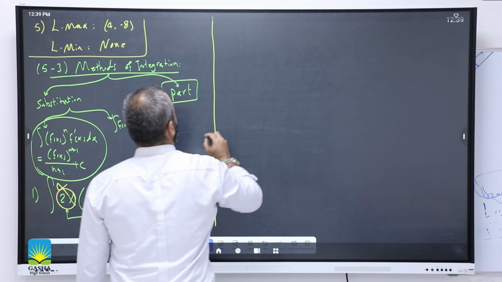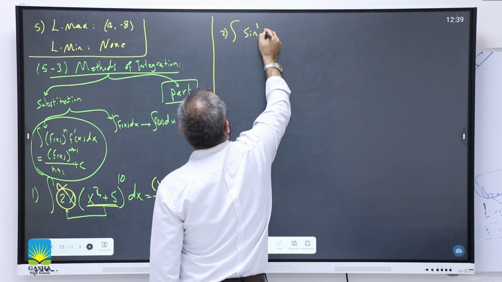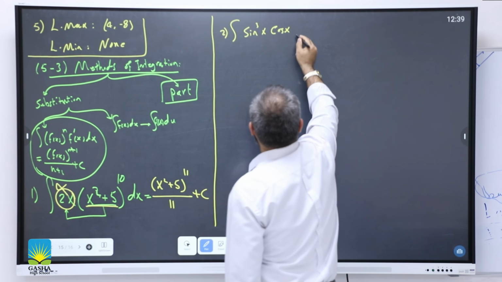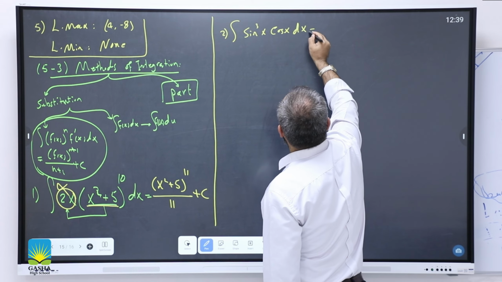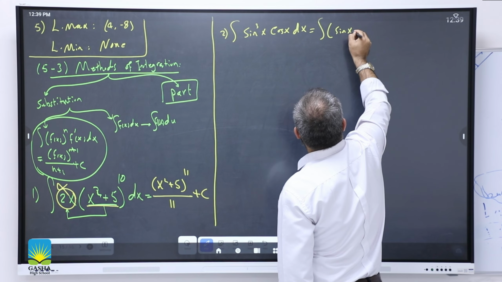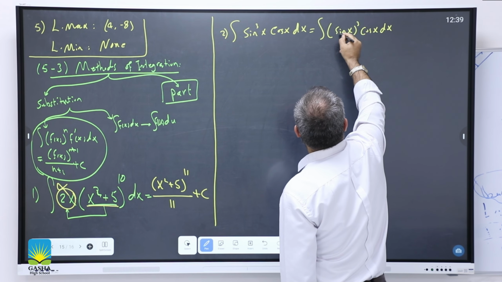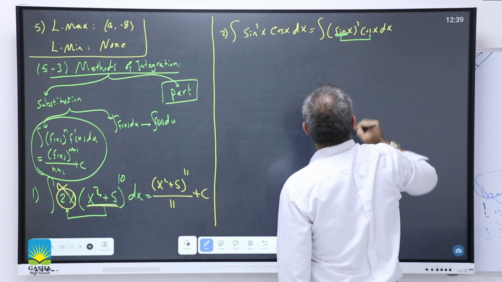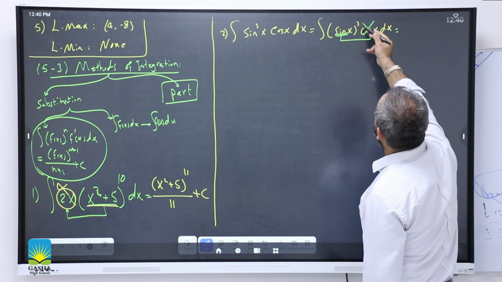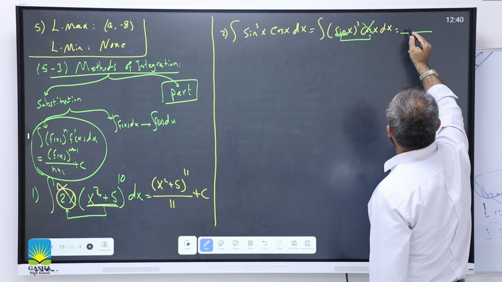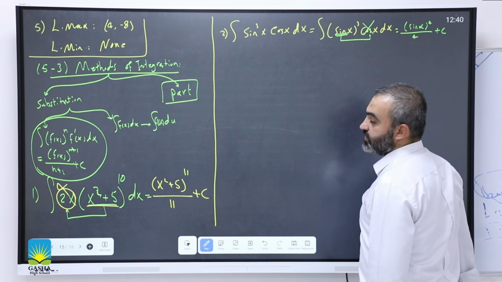Another example: the integral of sine cubed x cosine x dx. We write the sine cubed as sine x in brackets to the power 3, times cosine x dx. What is the derivative of sine? The derivative of sine is cosine. So we cancel the derivative, and we add 1 to the 3, making 4. So sine x to the power 4 over 4, plus c.